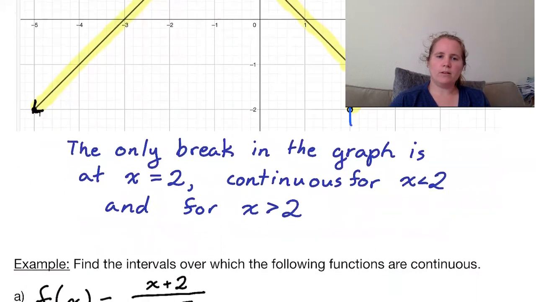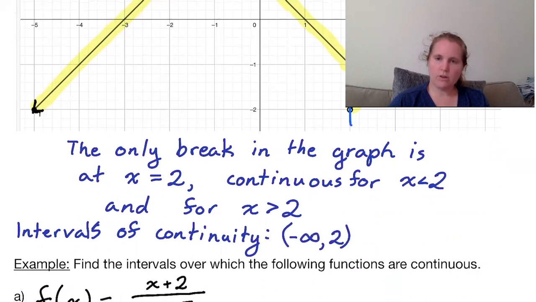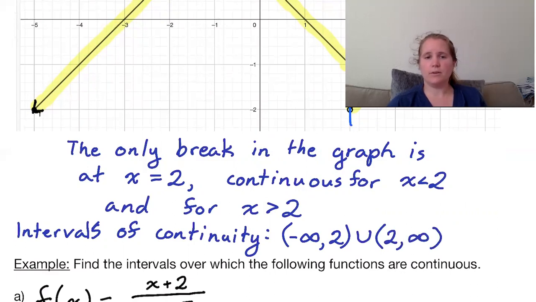So if we put this in interval notation, our intervals of continuity, we are looking from -infinity to 2, open interval, and then union 2 to infinity. The only place we are not continuous is at x equals 2.